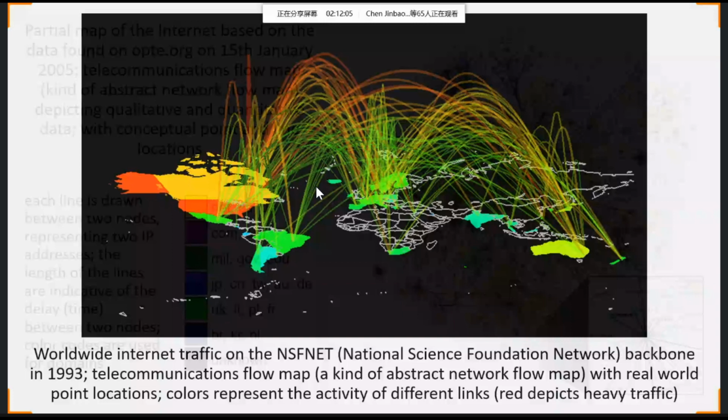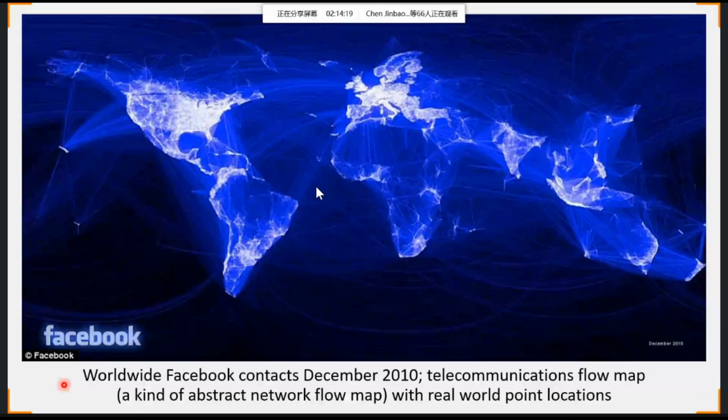This one became quite famous. It's a map of the Facebook connections in December 2010. It's also a telecommunications flow map with real-world point location. And of course, it's a bit difficult to see China here because China is not well connected with Facebook. You have your own software, own social networks that are not included in this map. Also Russia, here is Moscow, so there are links, but compared to the rest of Europe, it's also quite weak here.